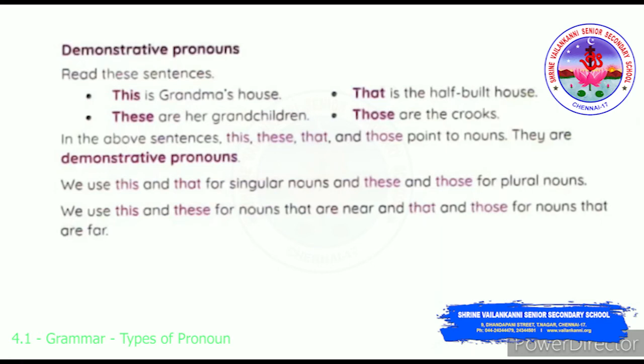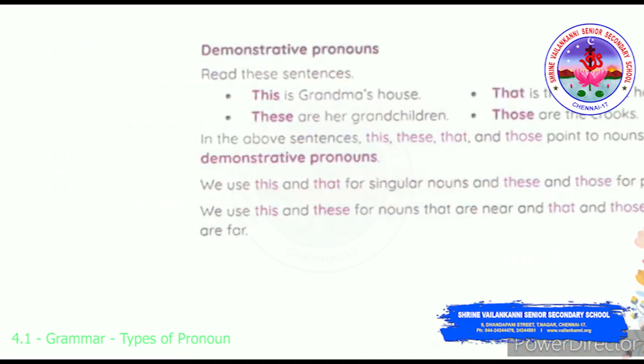Now in the above sentences, this, these, that and those point to nouns. The first one is pointing out grandma's house. The second one is pointing out the half built house. The third is pointing out the children. The last one is pointing out the crooks. Now you know where to use this, that, these and those.